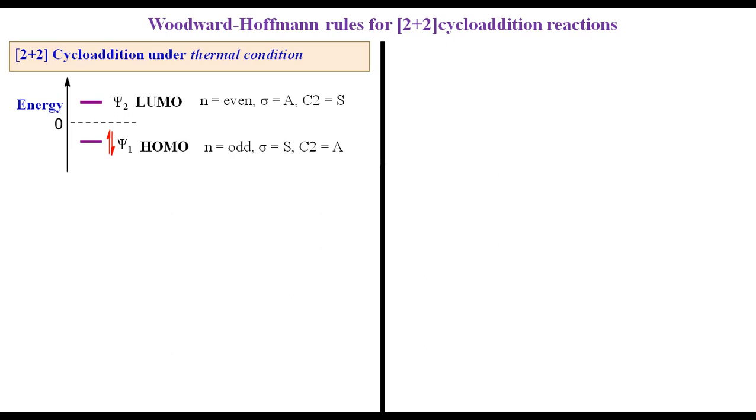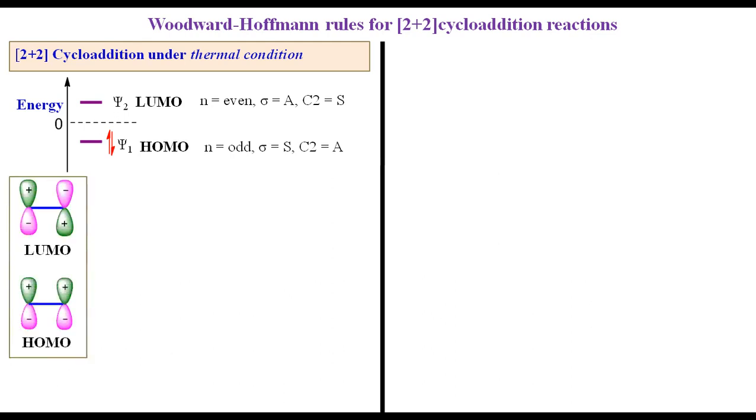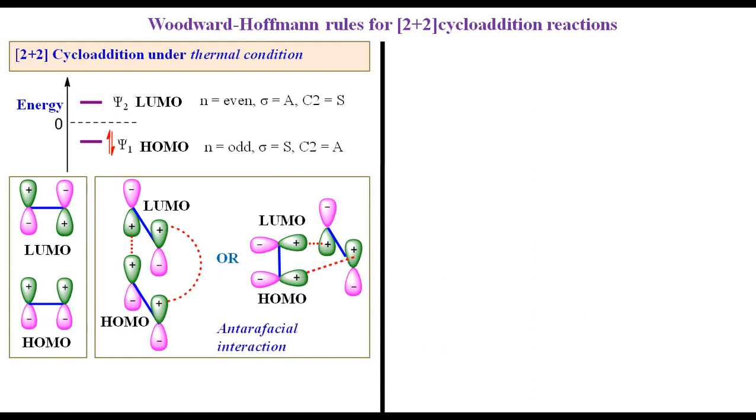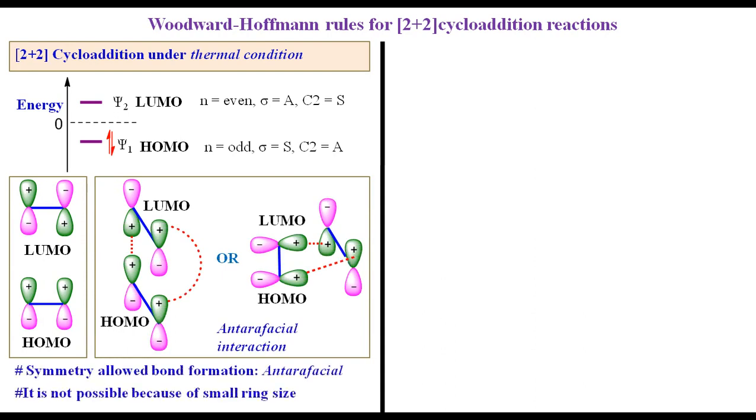During cycloaddition, HOMO of one ethylene molecule combines with the LUMO of other. Since HOMO and LUMO have two different symmetries, the allowed bonding interaction will be antarafacial, which is not possible in small ring systems like cyclobutane. So, 2 plus 2 cycloaddition is thermally not allowed.